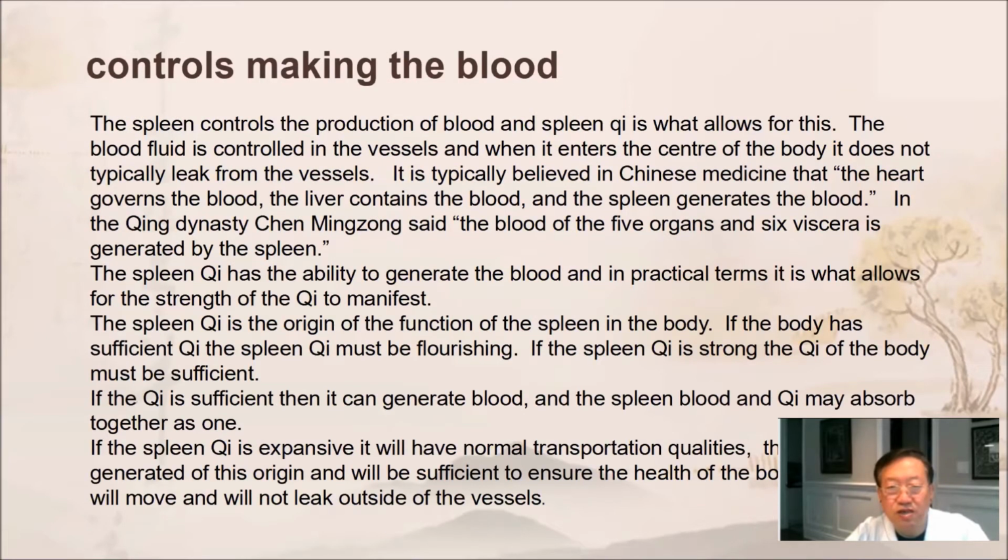It controls the making of blood. The spleen controls the production of blood, and spleen qi is what allows for this. The body fluid is controlled in the vessels, and when it enters the center of the body, it does not typically leak from the vessels.